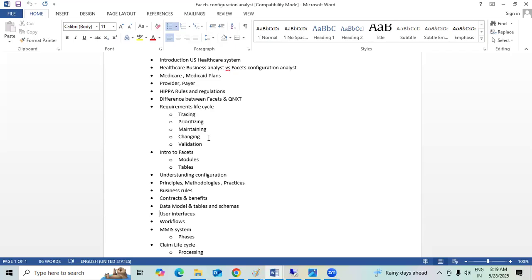So understanding the user interfaces, followed by what workflows we have, right? That understanding is always needed. That is something that we are going to discuss.